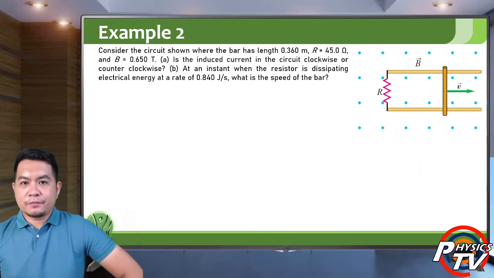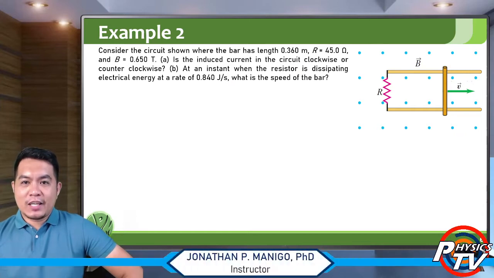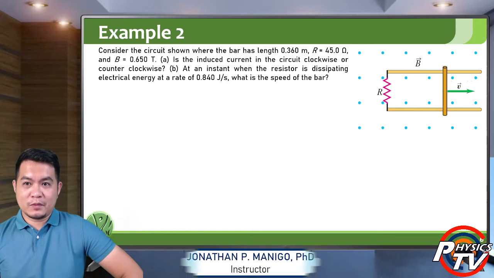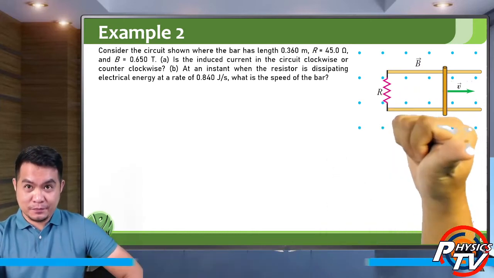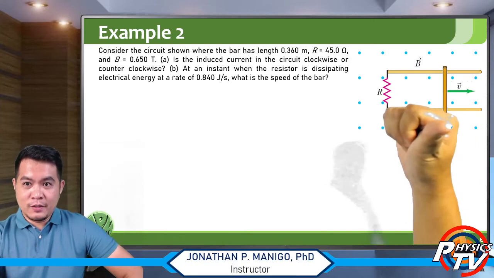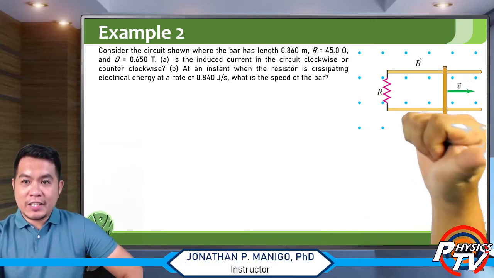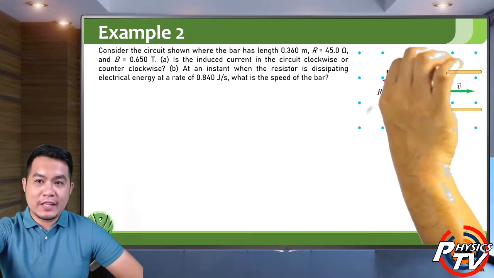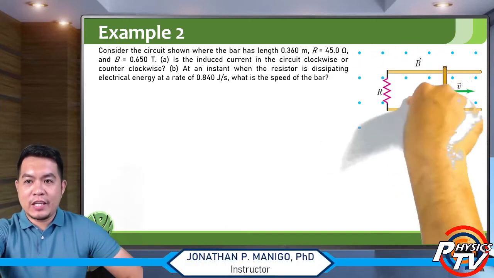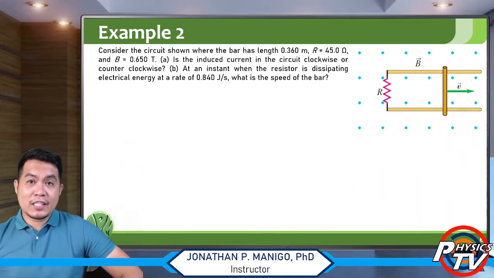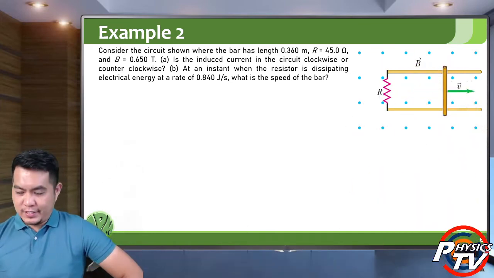So letter A. Is the induced current in the circuit clockwise or counterclockwise? What do you think? So the direction of the area vector here is in this direction. So the area is increasing, so therefore there will be an induced EMF in that direction. So therefore the direction of the induced EMF and induced current is clockwise. So the direction is actually clockwise.